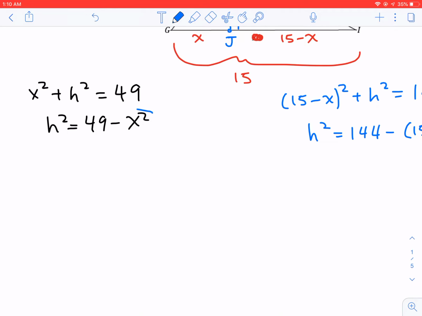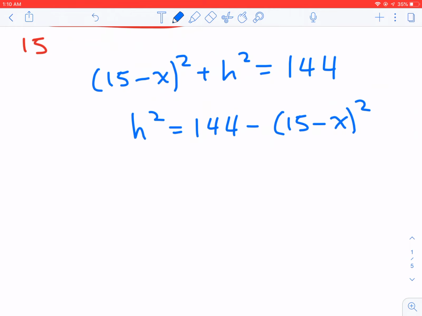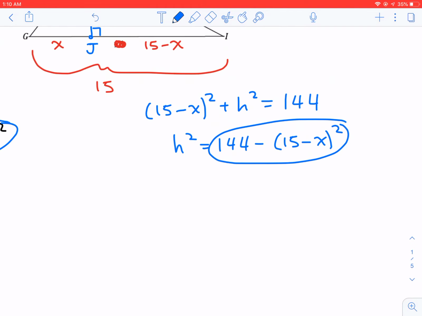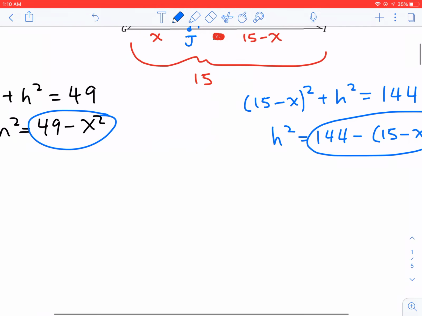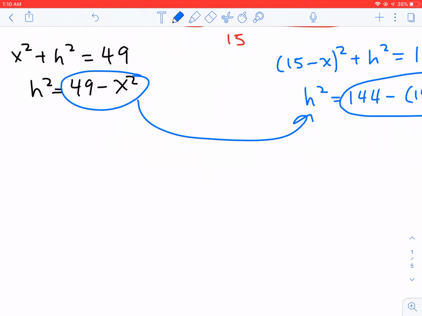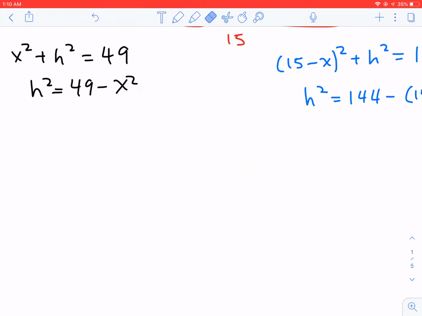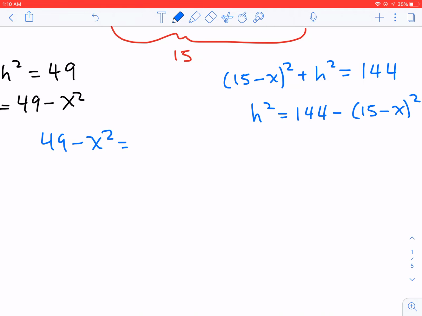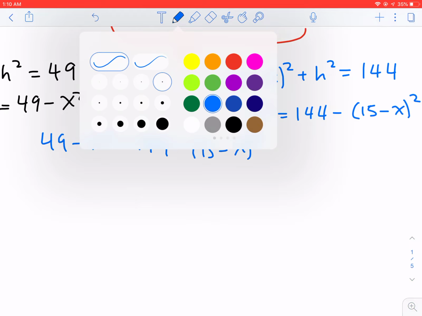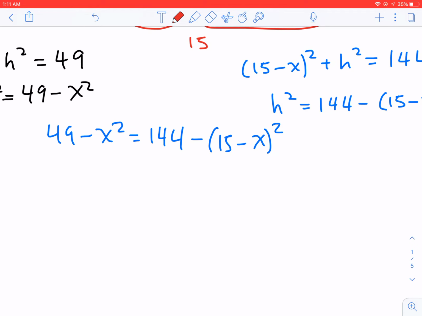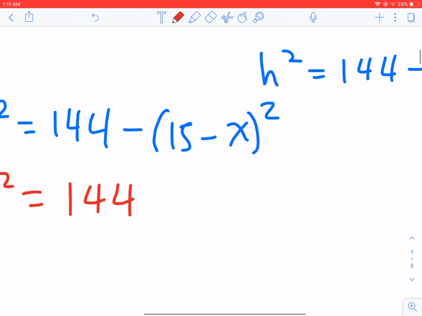So, I know h squared is equal to 49 minus x squared, and I also know h squared is equal to 144 minus 15 minus x squared. So I'm going to do a substitution. I'm going to take this and plug it in for h squared. Alright, so doing that, we get 49 minus x squared equals 144 minus 15 minus x in parentheses squared. So, alright, everyone's favorite, this is looking like a quadratic equation because we got these x squareds in them. So, to solve a quadratic, we know we gotta get it in standard form and set it equal to 0.